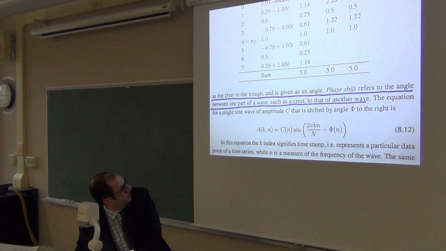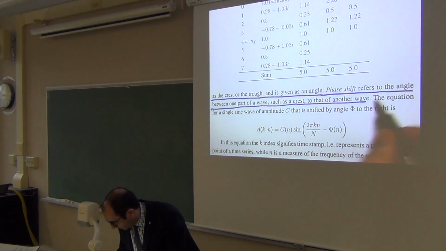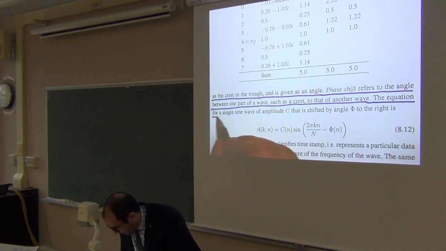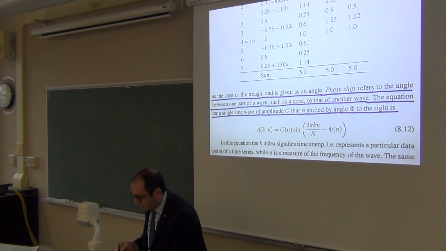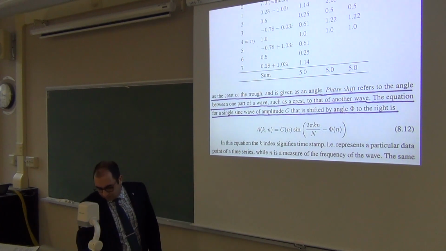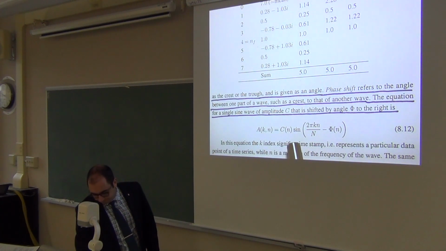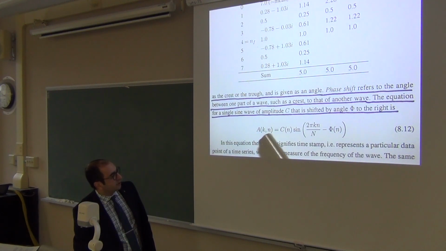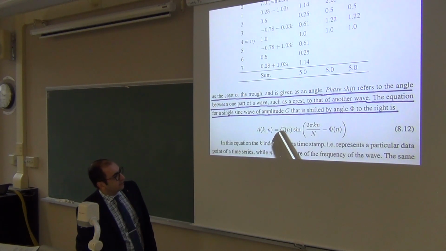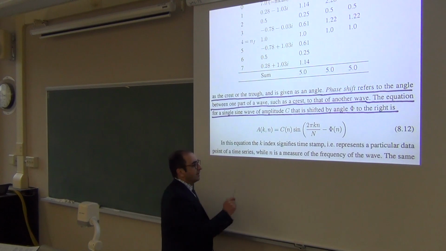The equation for a single sine wave of amplitude c that is shifted by some angle phi is given by this. Oddly, I am now expressing the time series as both a function of time and frequency. Now, I'm allowed to do that because I'm only looking at a sinusoidal. This is a simplification.